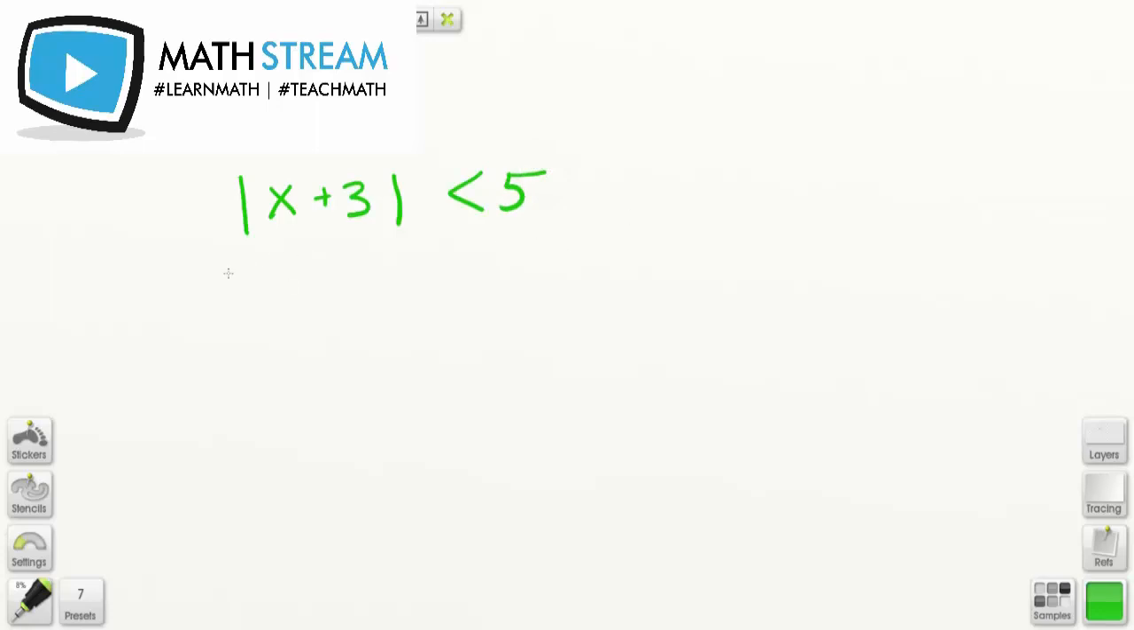How do we set this up? Well, we have possibility number 1 and possibility number 2. Our first is that x plus 3 could be less than 5. And our second is that x plus 3 could be greater than -5. So again, I have the same 5 and -5, and whenever I switch the sign, I also flip the greater than or less than sign. And now I solve.